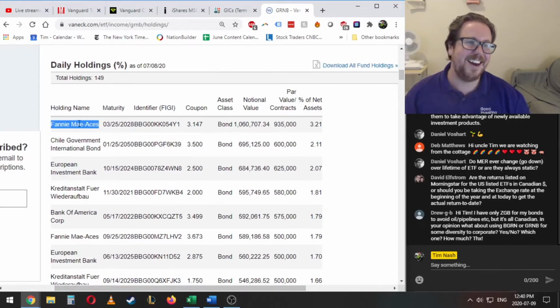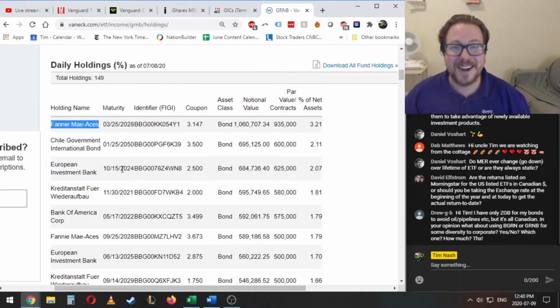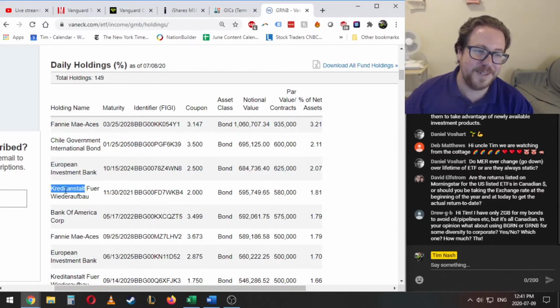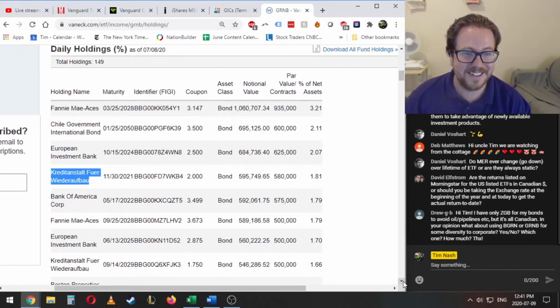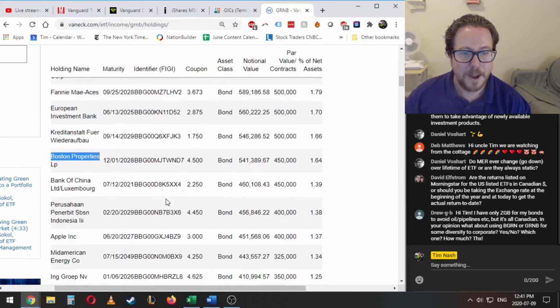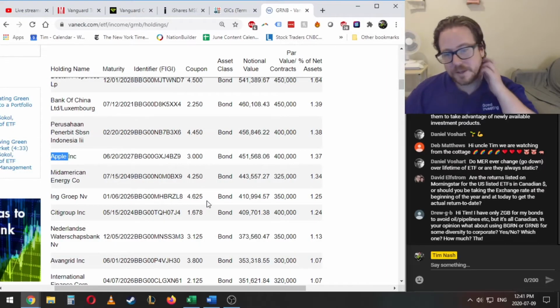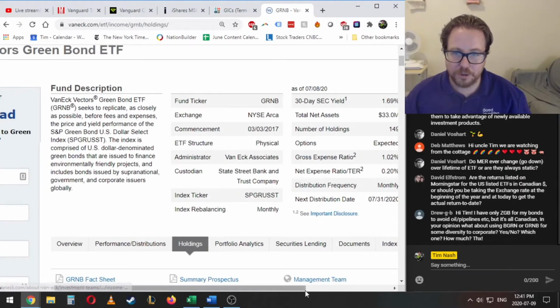Fannie Mae is a U.S. lender for real estate. This is going to be about energy efficiency upgrades for products. This is green bonds. It's just awesome. The Chile government bond, European Investment Bank. Don't ask me to pronounce this. I call this KfW. This is a German government-owned bank that has issued green bonds. Bank of America, European Investment Bank, Boston Properties, Bank of China. You can see all these different. Apple did a $1 billion green bond, right? So these are all going to be green bonds that are global.